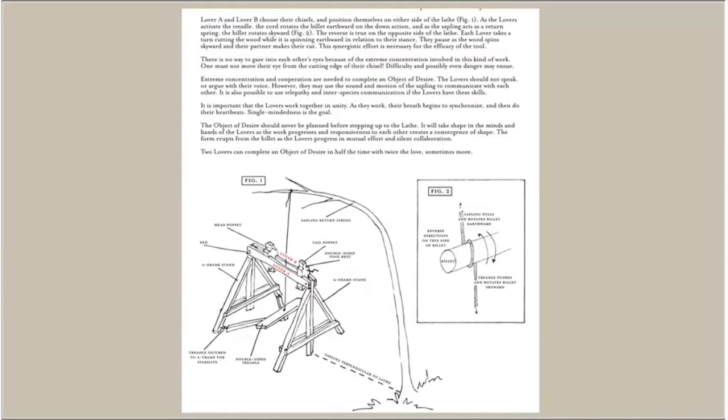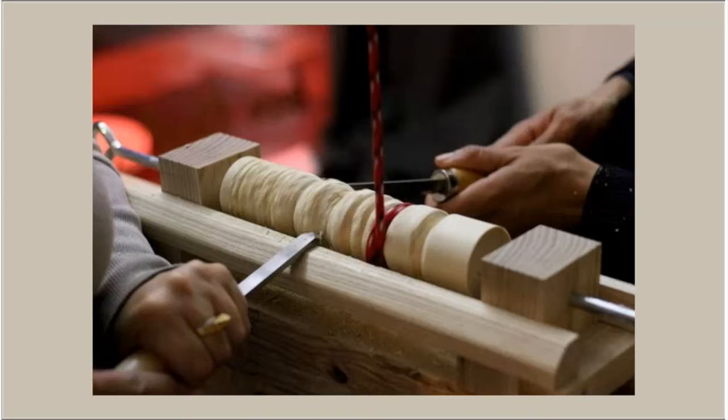So that spurred an idea for me for a tool for communication. It was called the pole lathe for lovers. It was a tool to be used by two people to communicate and create objects of desire. And there it is in action in its first use.